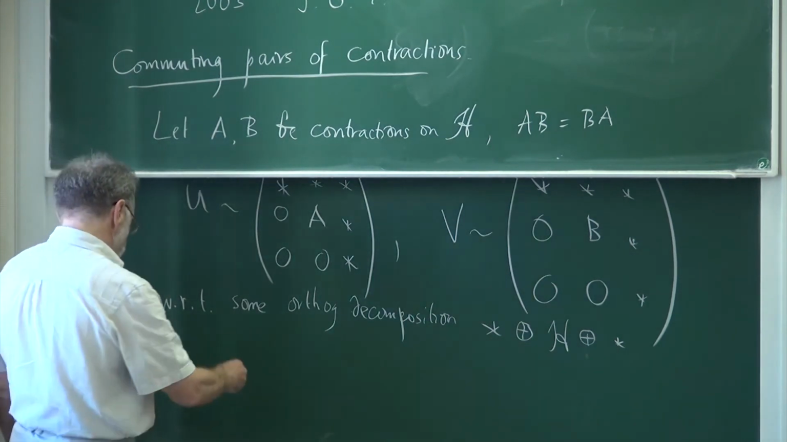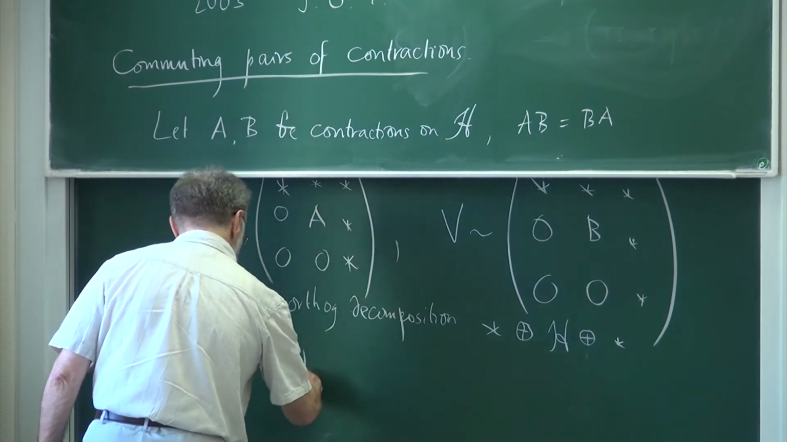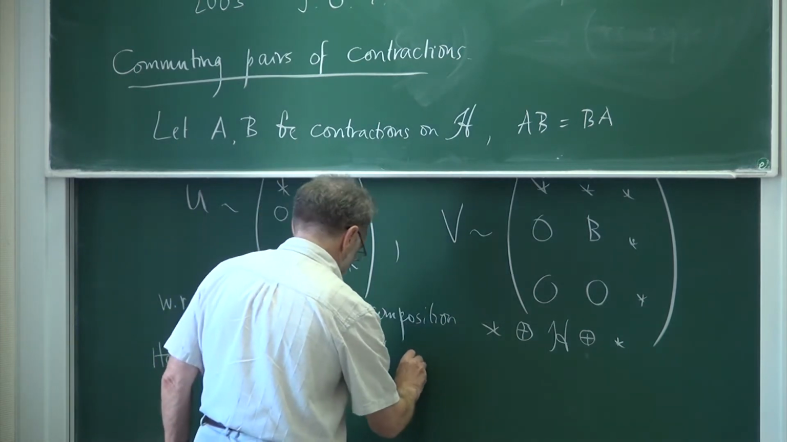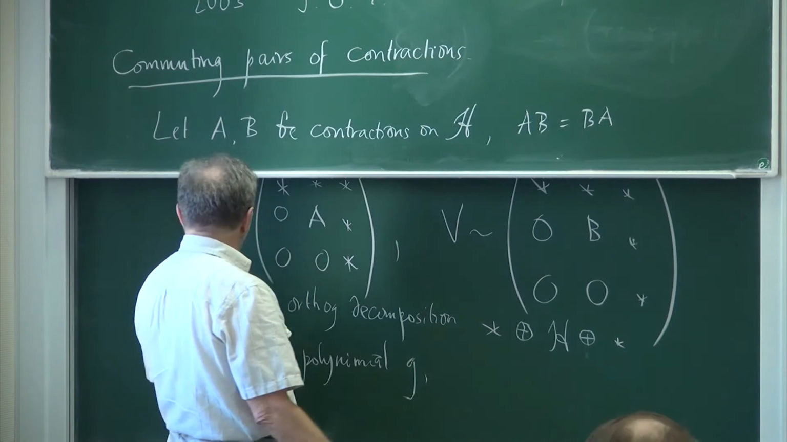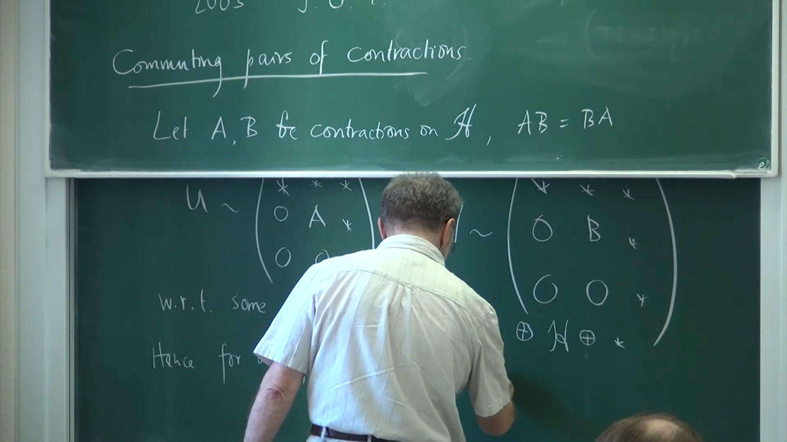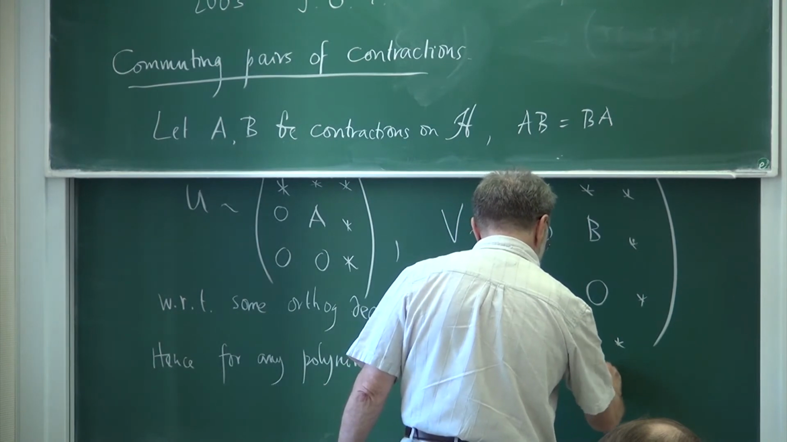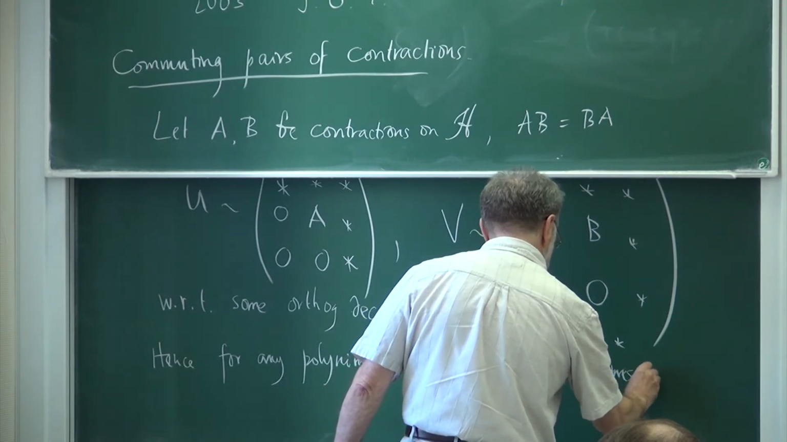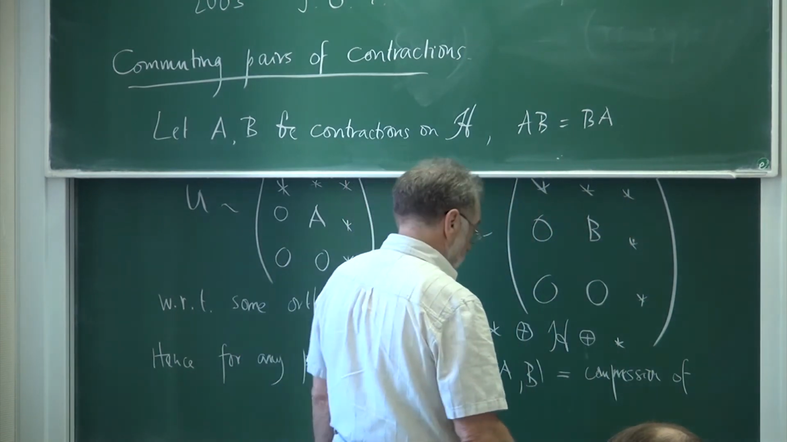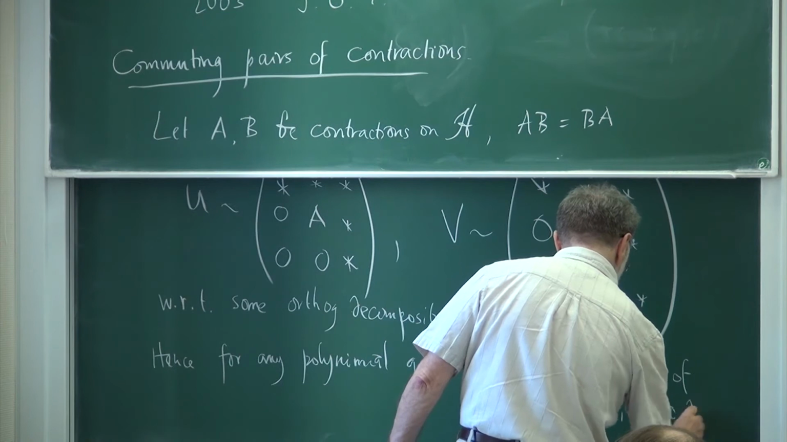that for any polynomial in two variables, any polynomial G, if you take G of AB, that is the compression of G of UV to H.